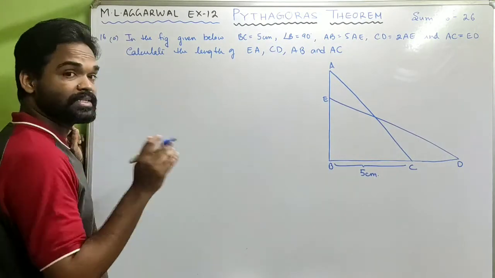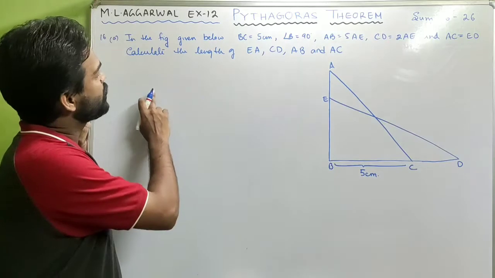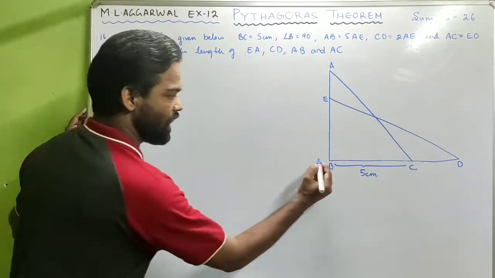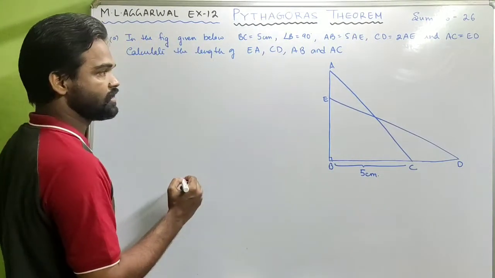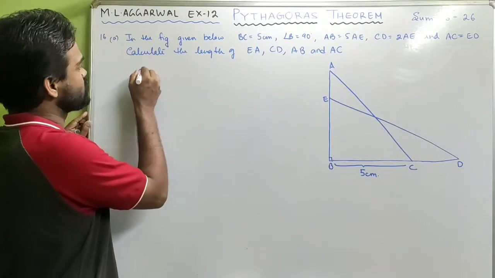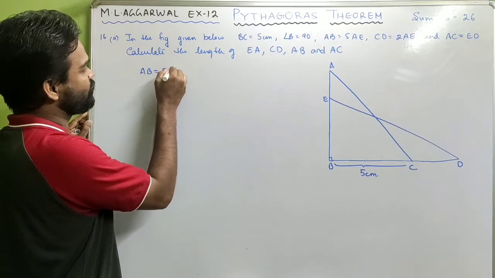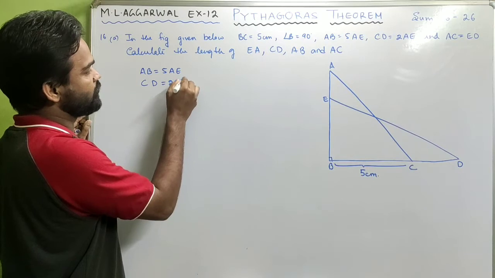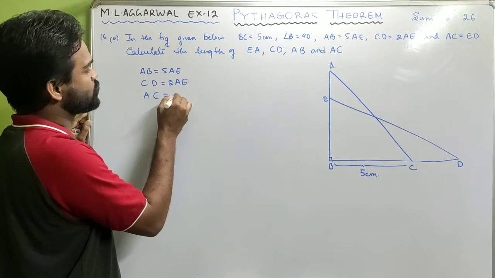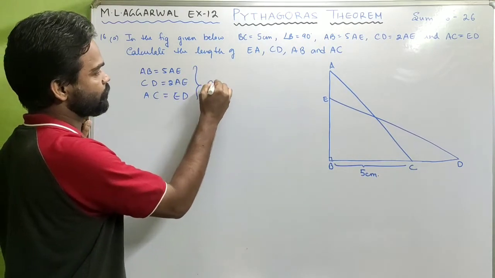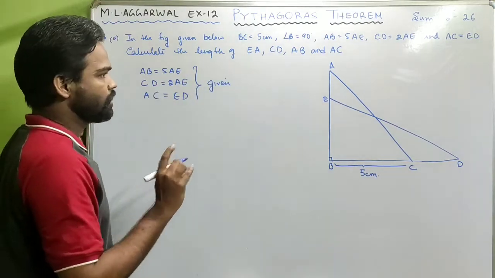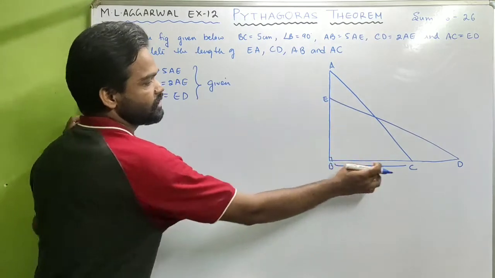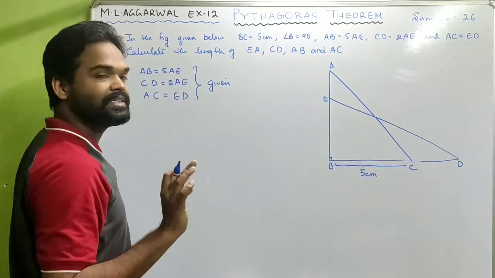Now let us see sum number 16 part A. In the given figure below, BC is equal to 5 centimeter. Angle B is 90 degree. AB is 5 times AE, CD is twice of AE, and AC equals ED. They have given this. Calculate the length of EA, CD, AB and AC.